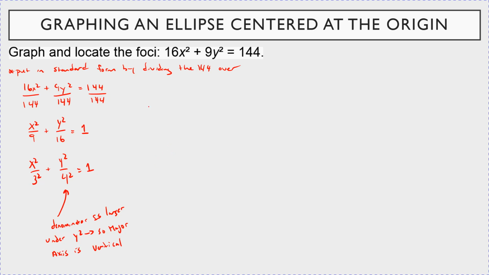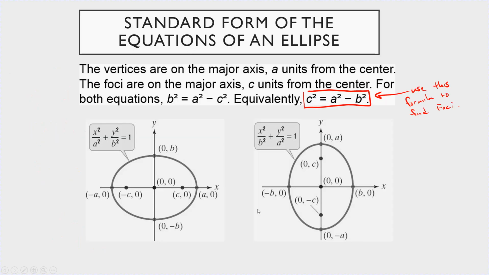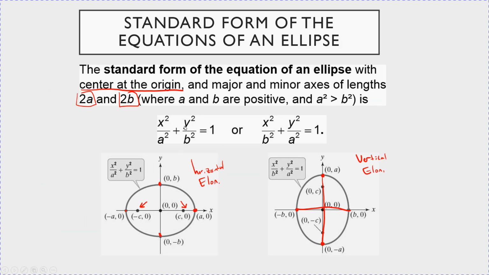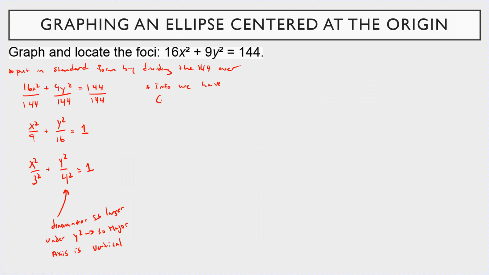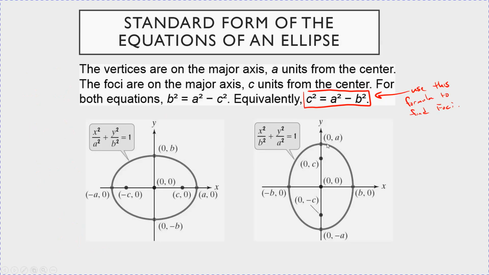So this is the information we then have. When it's like this, that means it's centered at the origin, when you just have x squared and y squared by itself in the numerators there. So the center is 0, 0. And this value of 4 is my a, and this value of 3 is my b. So I can now find the endpoints of the major axis and the endpoints of the minor axis here.